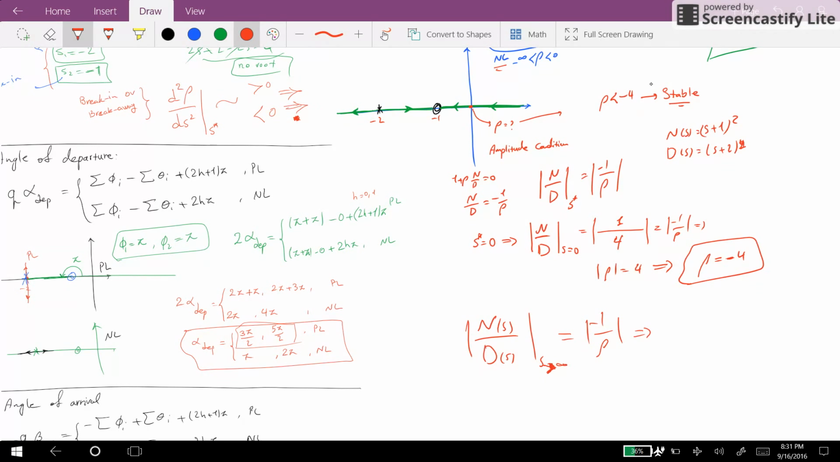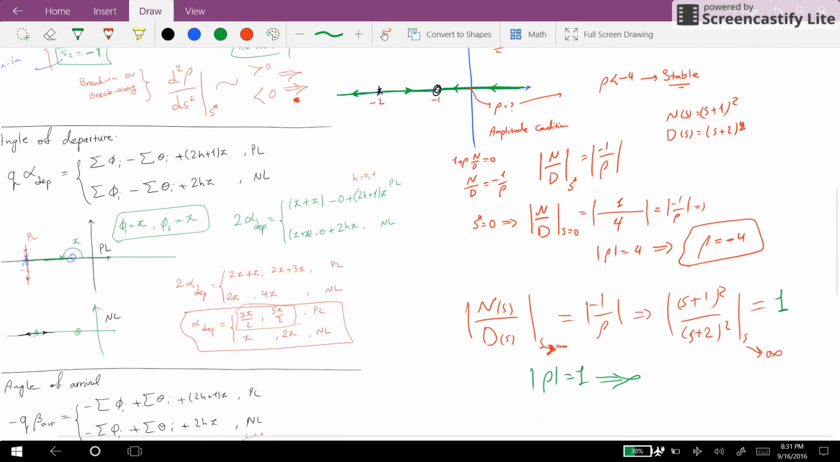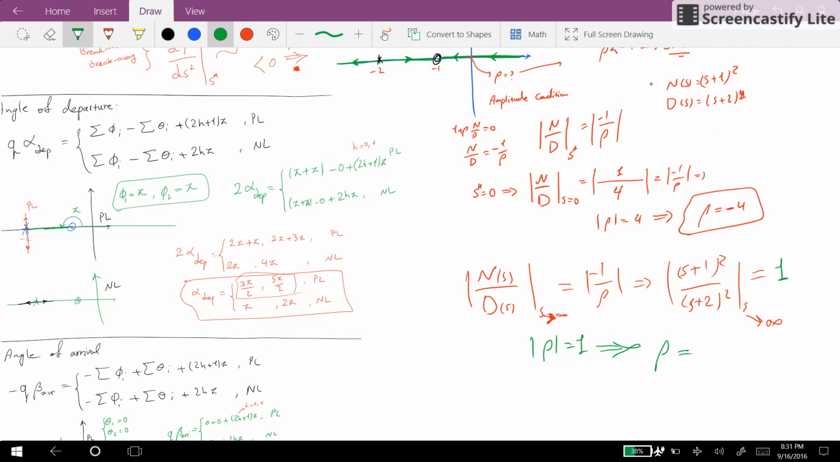N over d we already have. So the amplitude of s plus 1 squared over s plus 2 squared as s goes towards infinity, and I think you would agree that this value is equal to 1, because we will have s squared in the denominator and s squared in the numerator as s goes towards infinity, and the result is equal to 1. So the amplitude of rho is equal to 1, and since again we are dealing with the negative locus, the sign of rho will be negative, so rho will be equal to minus 1.